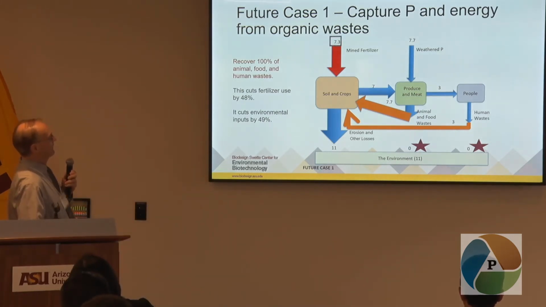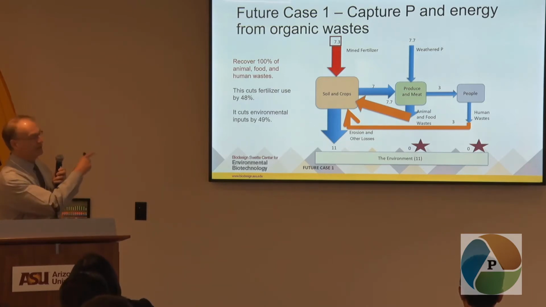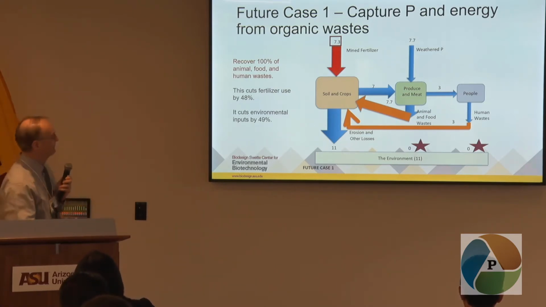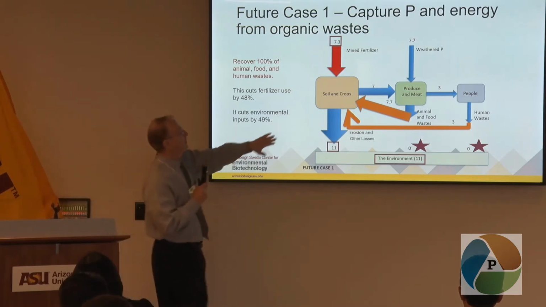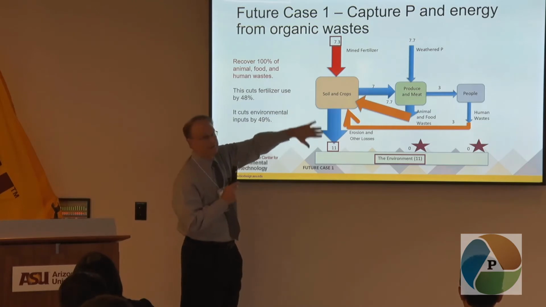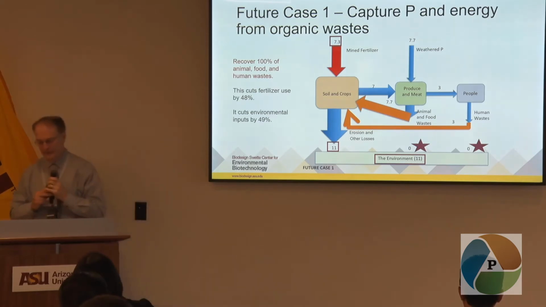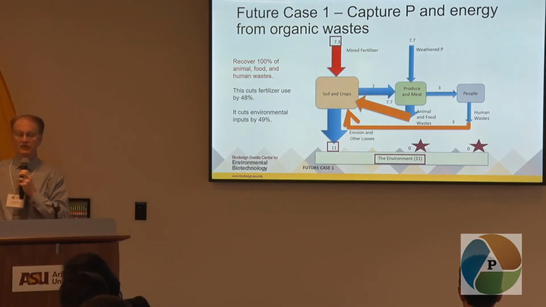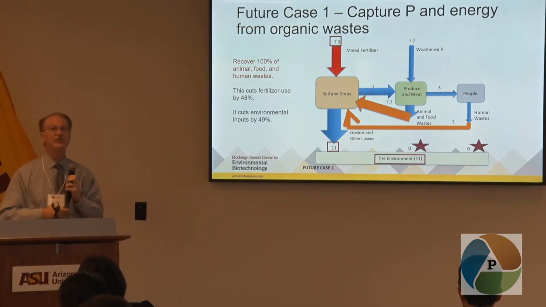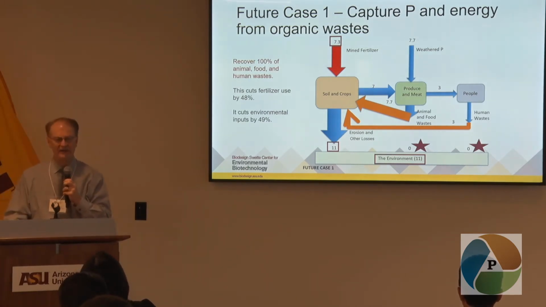If we do that, that really reduces the mined phosphorus required. That number is going way down. It's 48% of the original number up there. And that leaves really only one major flow going out here, and that's the one that comes from the soils and the crops, and it's 11. So that cuts the environmental inputs by about half. We need to do a lot better than half, but this is a big positive impact. We get about half. So how are we going to do this? Sounds good. How can we do it?